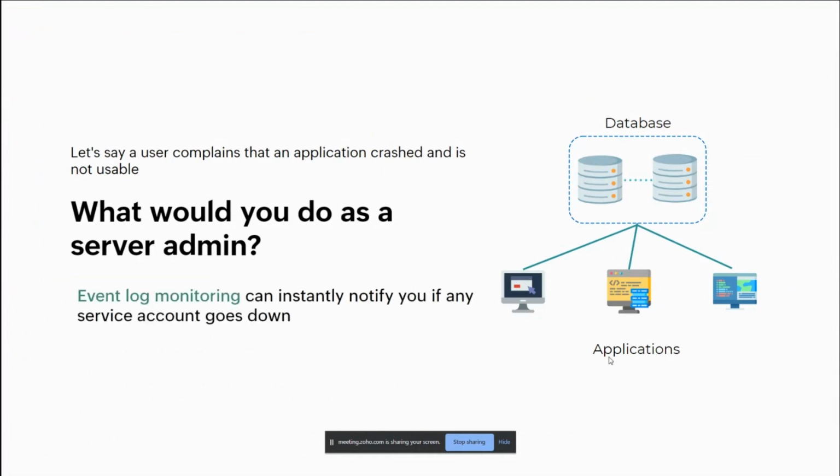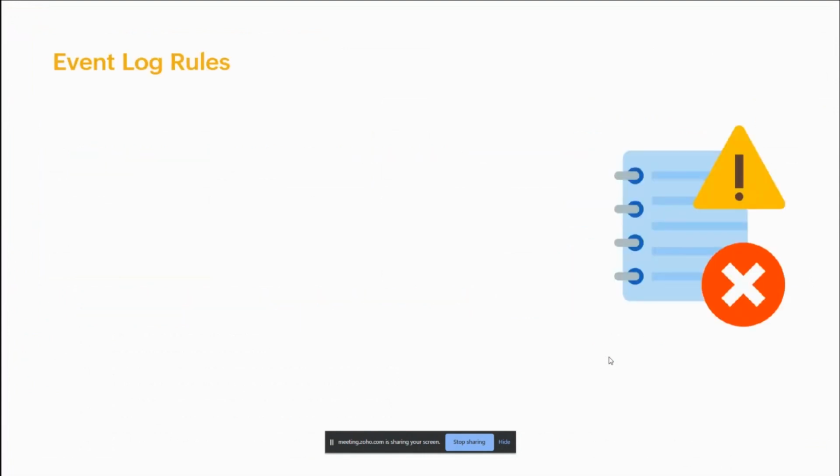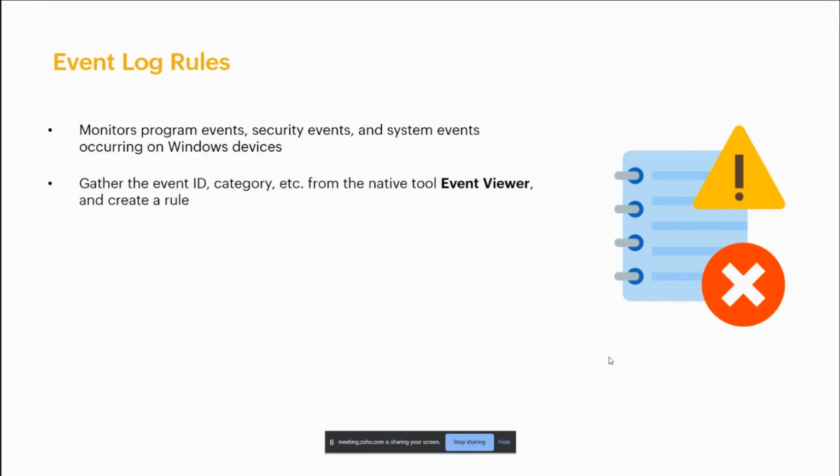In OpManager, we have a dedicated feature called event log monitoring to address specific issues like this. What this feature does is that it lets you monitor the Windows Server logs, and it auto generates alerts in real time if things go wrong. This is about event log rules. OpManager monitors the events at the end devices with the help of event log rules that are created by you. So you can monitor various program events, security events and system events occurring on Windows devices.